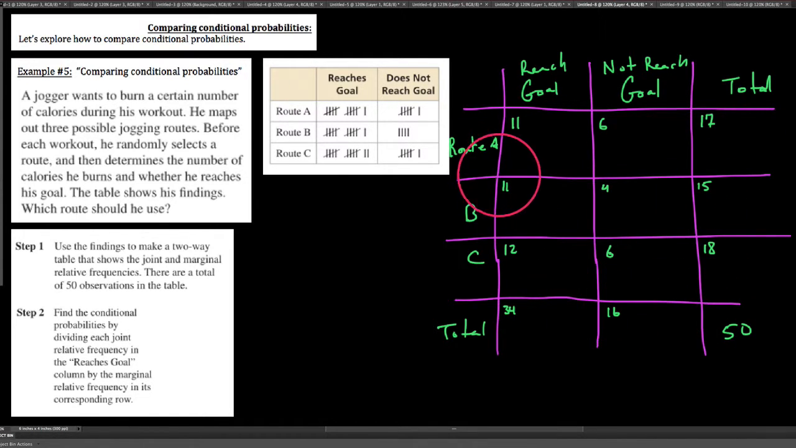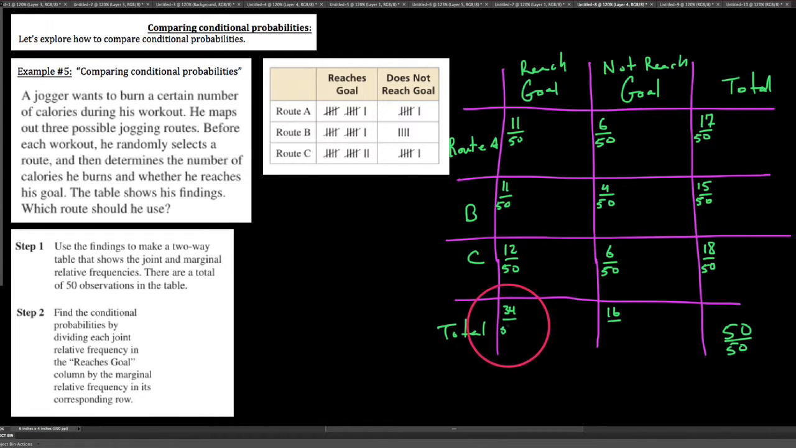So what we're going to do is calculate the joint and marginal relative frequencies first. We always do this by taking these values and dividing by the total number that's in the table in the first place. So essentially, we're just going to divide everything here by 50. I'm going to take a moment to fill these in: 50, 50, 50, 50, 50.